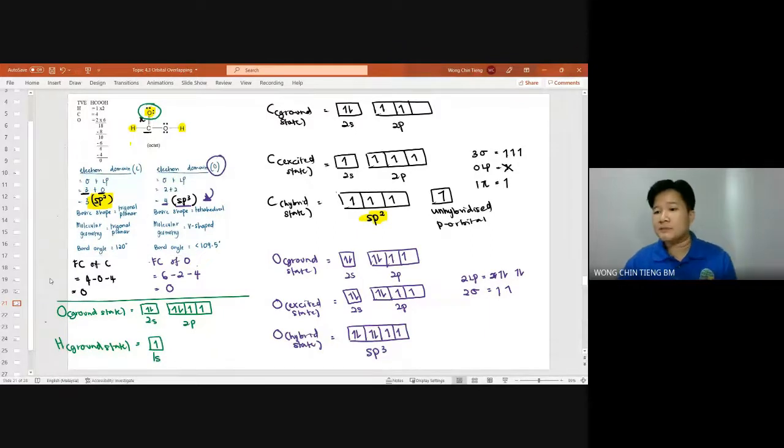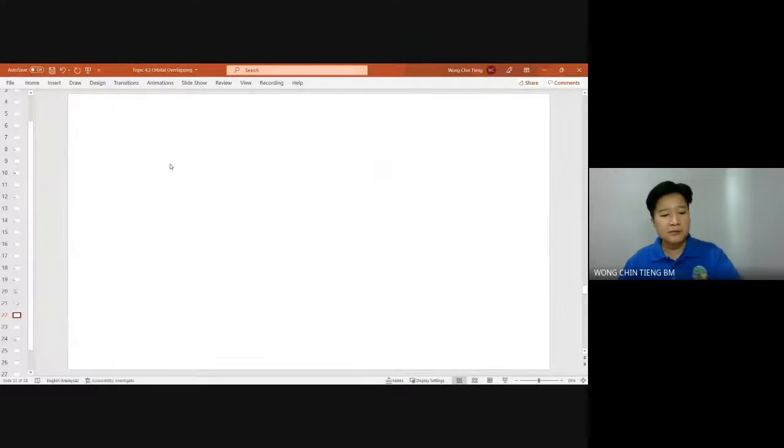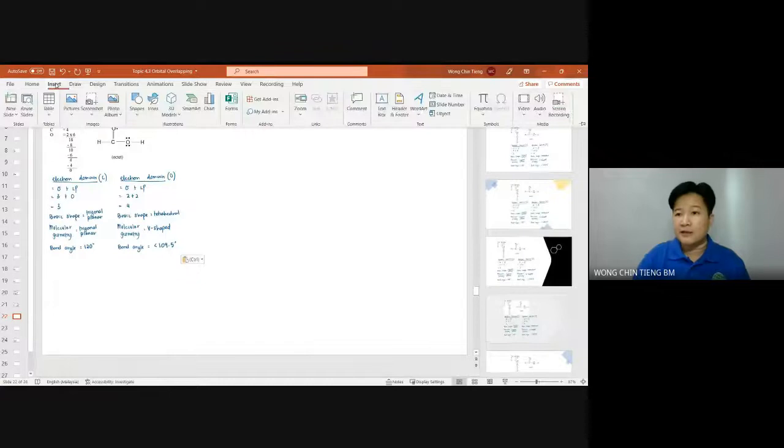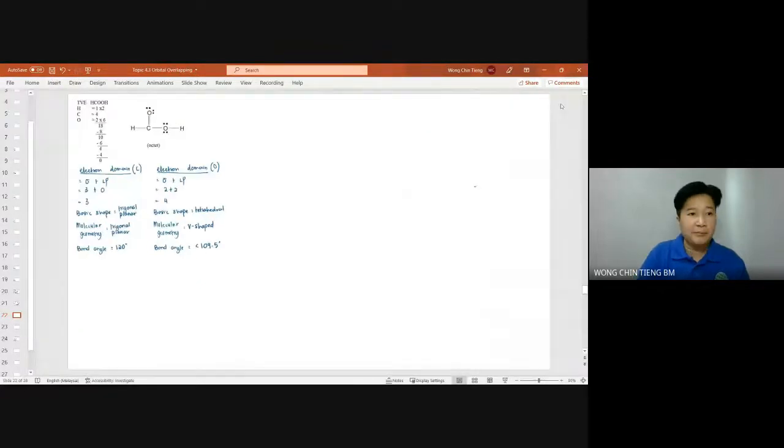And nama benda ni panggil hybridization process. Yang kita nak bergerak masuk adalah orbital overlapping. Okay? Yang kita nak bergerak masuk is your orbital overlapping.